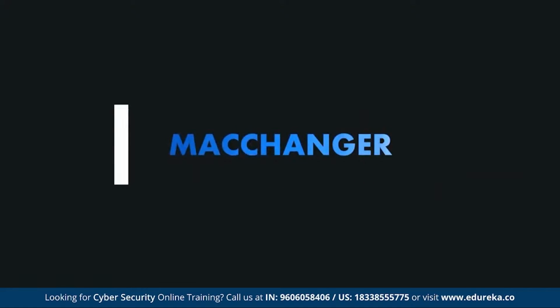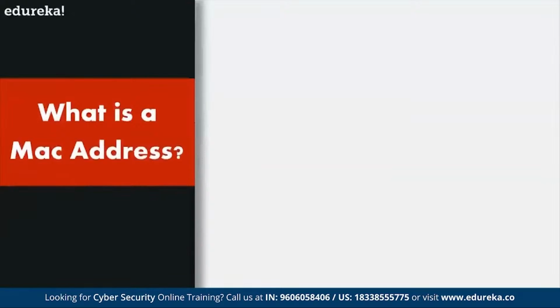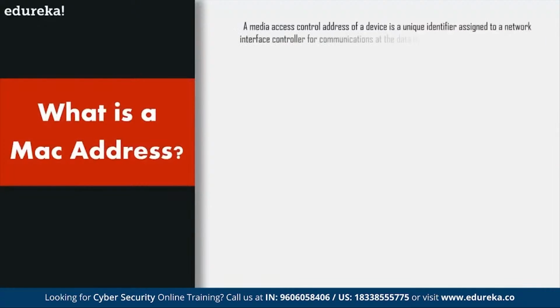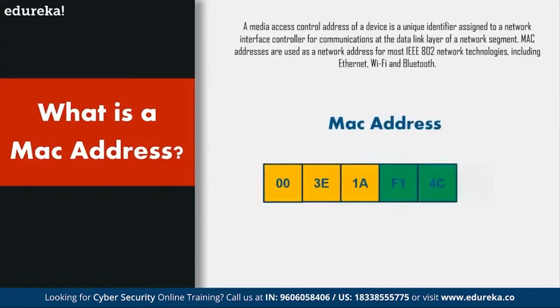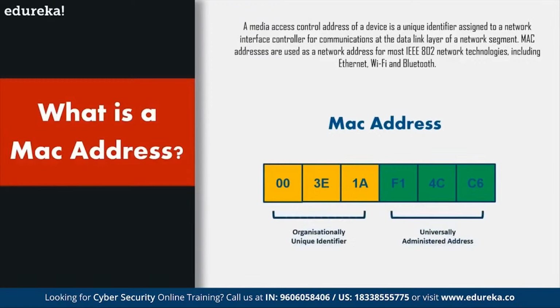Okay. Now, before we go into the tool called Macchanger, let's see what a MAC address is. MAC address stands for Media Access Control address of a device and is a unique identifier assigned to a network interface controller for communication purposes. MAC addresses are used as a network address for most IEEE 802 network technologies, including Ethernet, Wi-Fi, and Bluetooth. In this context, MAC addresses are used in the medium access control protocol sublayer, and are typically represented as 6 groups of 2 hexadecimal digits each. These are separated by a colon, and the first 3 hexadecimals are the organizationally unique identifier, so they represent your vendor, and the next 3 hexadecimals uniquely represent your network card.